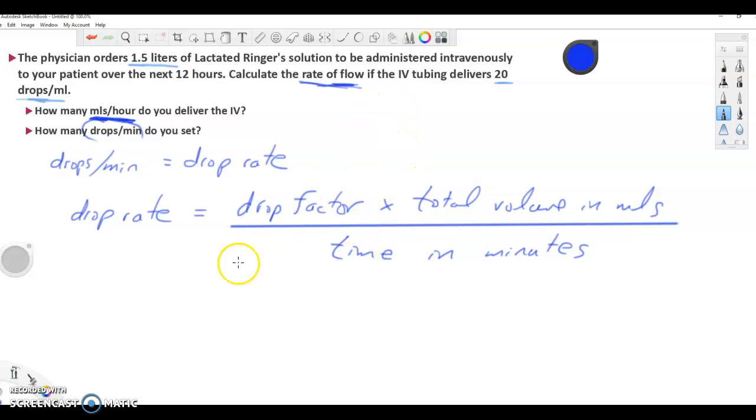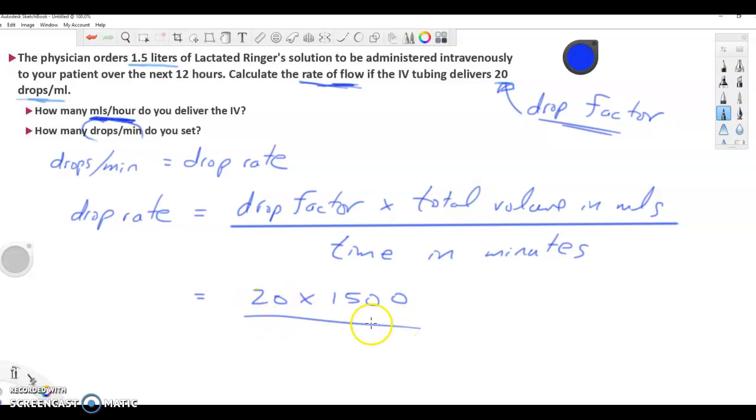It's the same idea. So there's our drop factor. We should have identified that earlier actually. 20 drops per mil. That's our drop factor. That's the amount of drops in every 1 mil. You have to have 20 drops to make up 1 milliliter. So the drop factor is 20. The total volume we got earlier, 1500, over the time in minutes, which is 60 multiplied by the 12 hours.